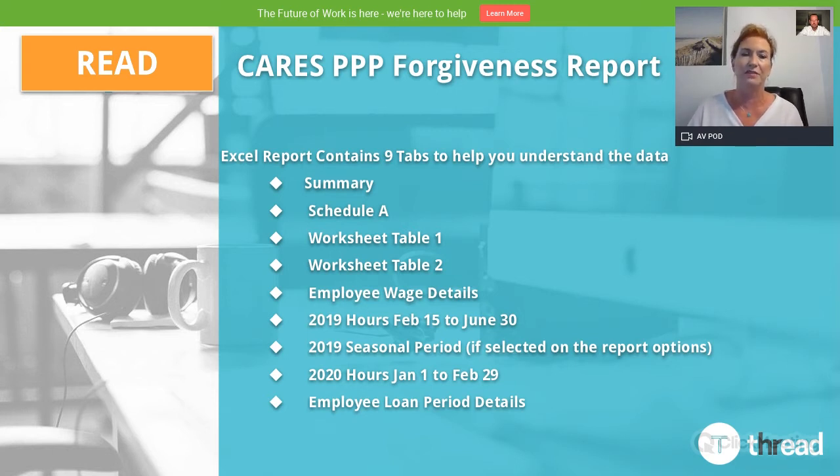It is 9 tabs of data. There's a summary, the Schedule A piece, Worksheet Table 1 and 2, employee wage details, and the reference periods. Actually, there are 3 reference period options: February through June of 2019, seasonal, if that's what you're picking, and then January and February 2020. The report compares and sees which option is best for you. The two I'm not going to spend as much time on are the employee wage details and the employee loan period details. This is if the data doesn't look correct to you and you want to go through and see exactly how it's calculating.